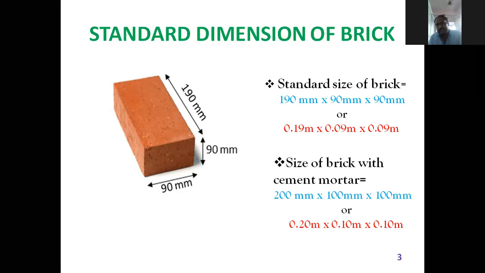For the joint, the material is cement mortar. I am using a 10 mm, or 1 centimeter, thickness. So I am going to add 10 mm to the length, width, and height. It is taken as 200 mm, 100 mm, and 100 mm, that is 0.20 meter into 0.1 meter into 0.1 meter.